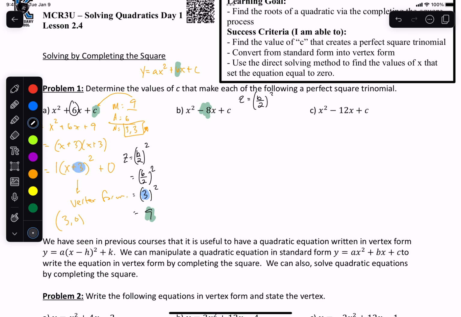So for this one, the C value that's going to create the perfect square trinomial, let's run through it: -8 divided by 2 is -4, squared is 16. So that turns this into x squared minus 8x plus 16. If I were to try and factor that, I'd be looking for two numbers that multiply to 16 and add to -8. Well, that sounds to me like -4 and -4.